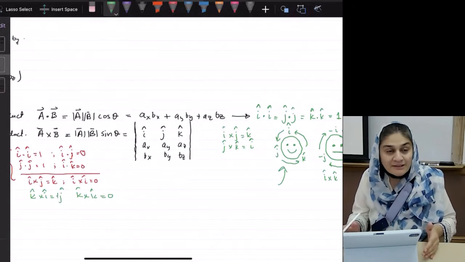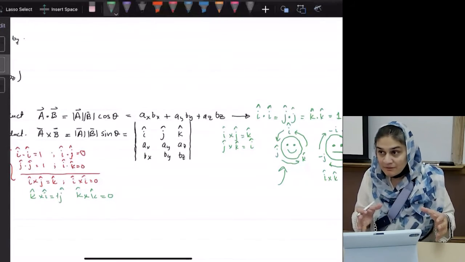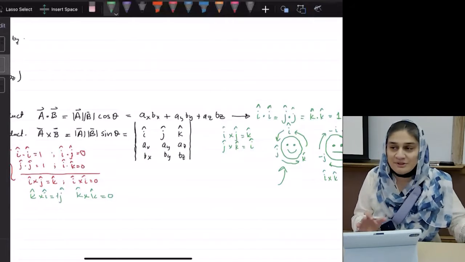In a cross product, if they're the same, it'll be 0. In a dot product, if they're different, it'll be 0. That's all you need to know.